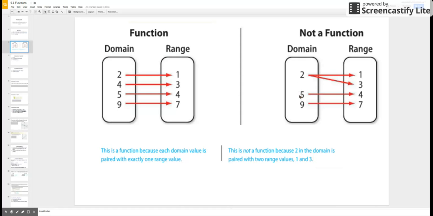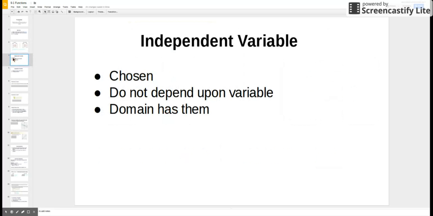Now you can have two of the same ranges, but you can't have two of the same domains. See, like 2 goes to 1 and 3 here. You can't have this. But if you had 5 and 9 going to the same number here, like 4, you can have that.